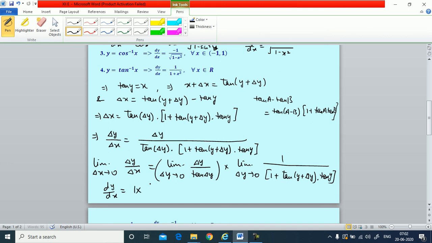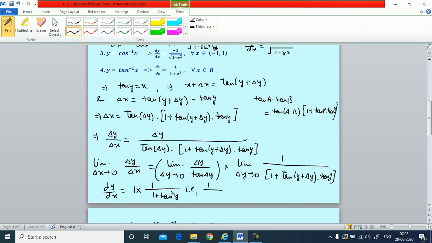On the right side, on the other part, we get 1 over, this delta y will tend to 0. So this will become tan y into tan y. We are getting 1 plus tan square y. So this is 1 over sec square y. Is it or not? Okay, let us not convert it to this form because we already know tan y is equal to x. So we don't need to convert it to sec square y. We can convert it from here itself.